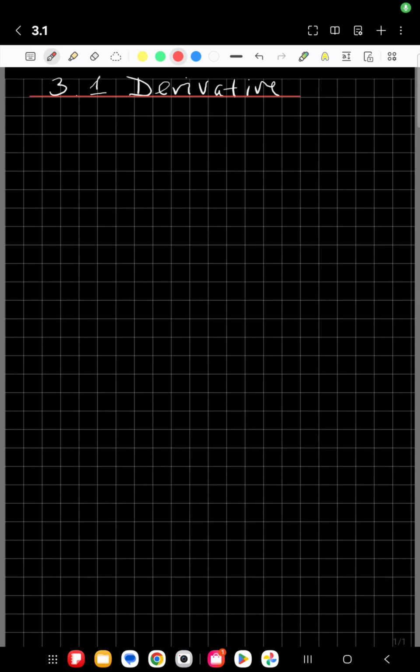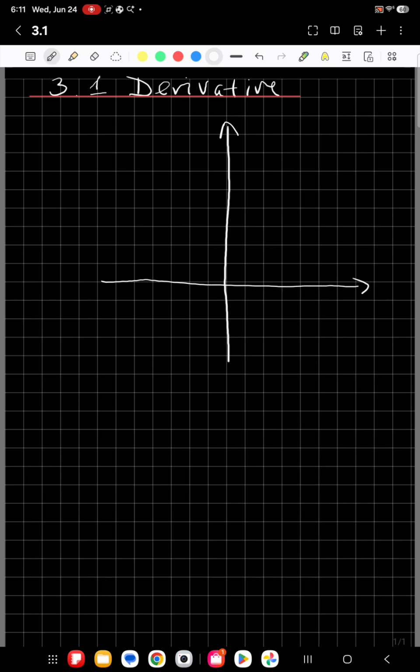Okay, so this is 3.1, and this section is called derivative. A couple of lectures ago, we were calculating the slope of a tangent line. So let me draw it again. The function was x squared, so f of x equals x squared. And we had a parabola.